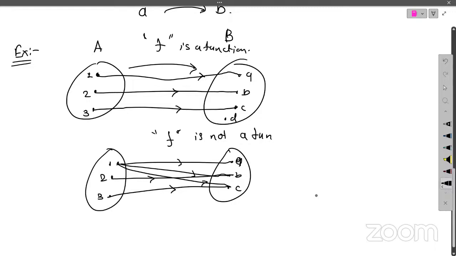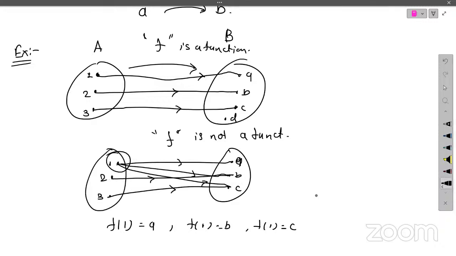Why is it not a function? Because here we don't have a unique output, right? f of 1 can be equal to a, f of 1 can be equal to b, and f of 1 can be equal to c. So that means for one input I'm getting 3 different outputs, which I don't want if I am saying that my map or my correspondence is a function.